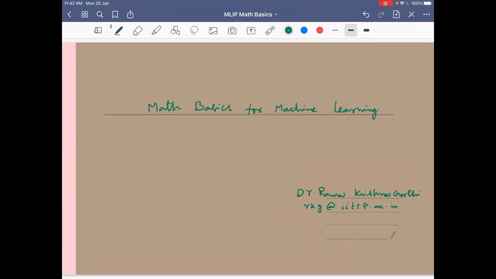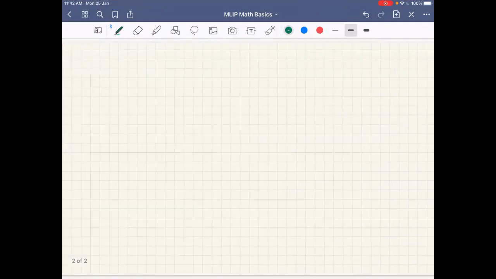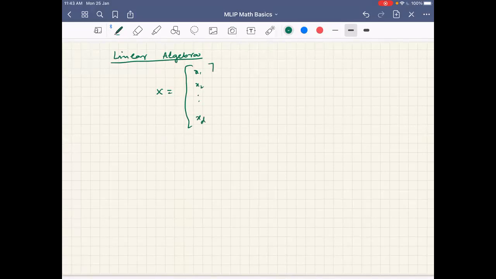So, before we discuss some of the aspects, as I mentioned, the important elements of math that are needed, let us start with linear algebra, and I suggest you tell me what all you know in linear algebra. Let us start with the vectors. Let x be a vector: x1, x2, and so on up to xd, of d dimensions. It's a d cross 1 vector.